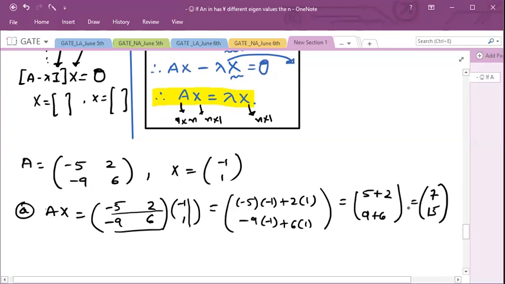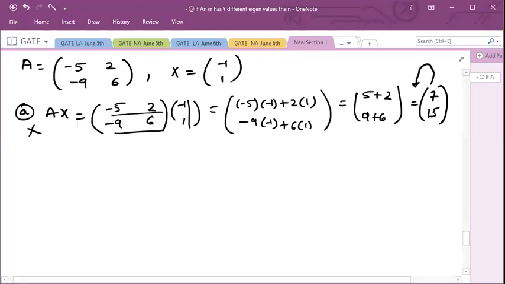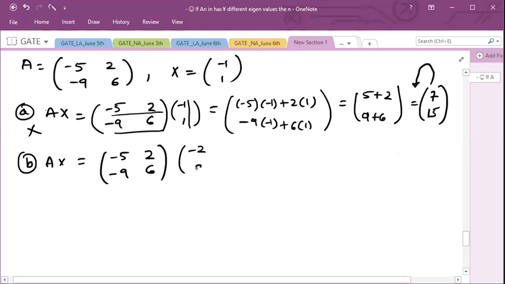Can we take anything common from this 7, 15, and can it be reduced to (-1, 1)? Yes or no? No. Right. For the second option, (-2, 9): the matrix (-5, 2; -9, 6) times (-2, 9).